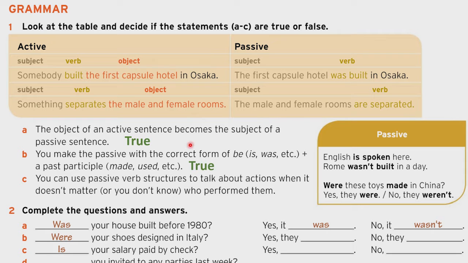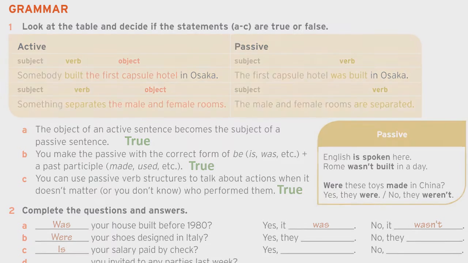Then in letter C we have, you can use passive verb structures to talk about actions when it doesn't matter or you don't know who performed them. Right? For example, here, we don't know who did the action because it was only somebody. And we don't know what separates the rooms because it is only something, but we don't know what. So this is true. It doesn't matter who built the hotel, it doesn't matter what separates the rooms, or we just don't know it. Okay?